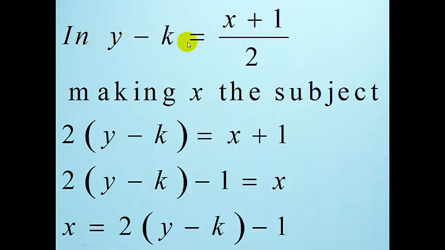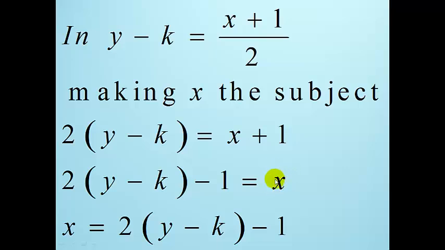Now, in y minus k is equal to x plus 1 over 2, we can see that 2 is dividing the expression x plus 1 on the right hand side. So if you want to make x the subject, you have to cross multiply. So the 2, that is the denominator of the right hand side, multiplies the expression on the left hand side. So we have 2 times y minus k is equal to the numerator, that is x plus 1. So 2 into bracket y minus k will be equal to x plus 1. Plus 1 on the right hand side becomes minus 1 on the left hand side. And we are left with only x on the right hand side. So x now stands alone.